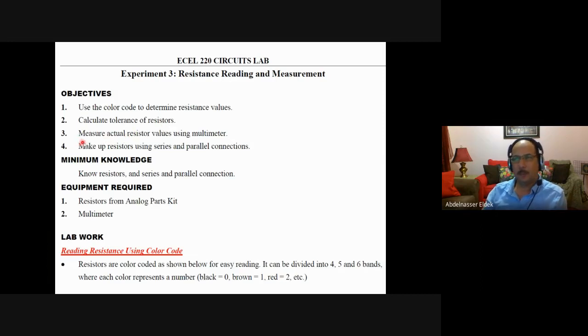Third, we need to measure the actual resistance using the multimeter. So I'm expecting that you have the multimeter already. Then how can we make up some resistors using series and parallel connection?